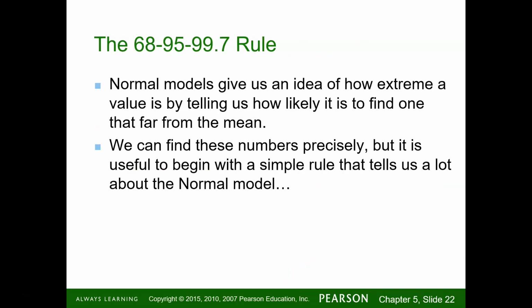The next thing we're going to talk about is the 68, 95, 99.7 rule. Normal models give us an idea of how extreme a value is by telling us how likely it is to find one that far from the mean. Because the further you get from the mean, the more extreme that value is, right? Like if the average score on a test was 50, somebody that scored 100 scored an extremely high score. That should be very rare, right? The same way if the average is 50 and you score a 0, that's extremely low and extremely rare. We can find these numbers precisely, but it's useful to begin with a simple rule that tells us a lot about the normal model.